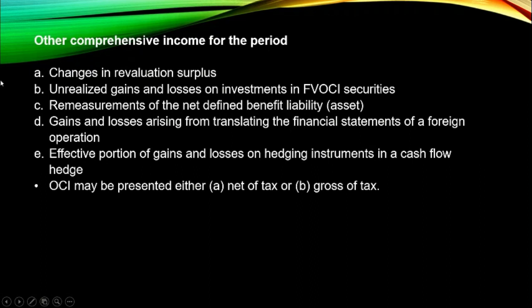Realized gains and losses on investment in FVOCI, fair value securities, remeasurements of the net defined benefit liability, and then gains and losses arising from translating the financial statements of a foreign operation, and then the effective portion of gains and losses in hedging in a cash flow hedge. OCI may be presented either net of tax or gross of tax. So these are other comprehensive income for the period.